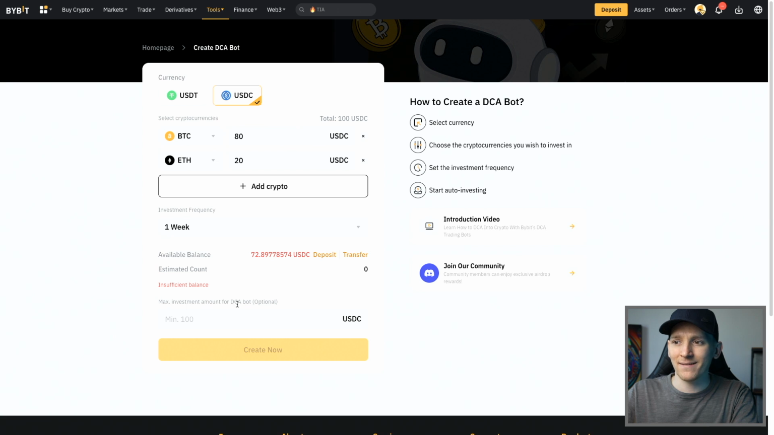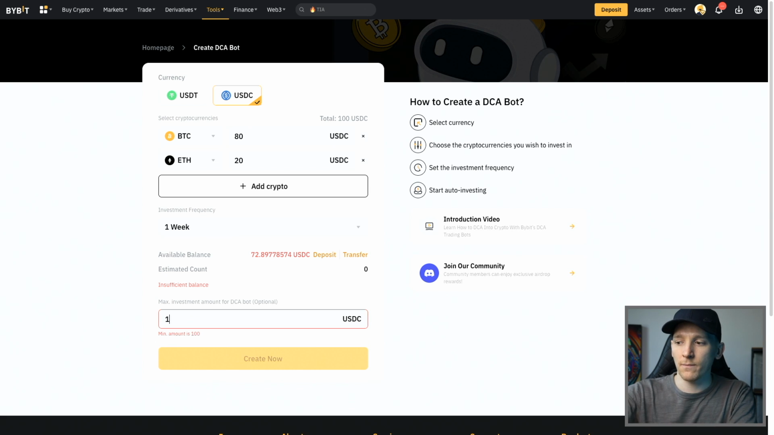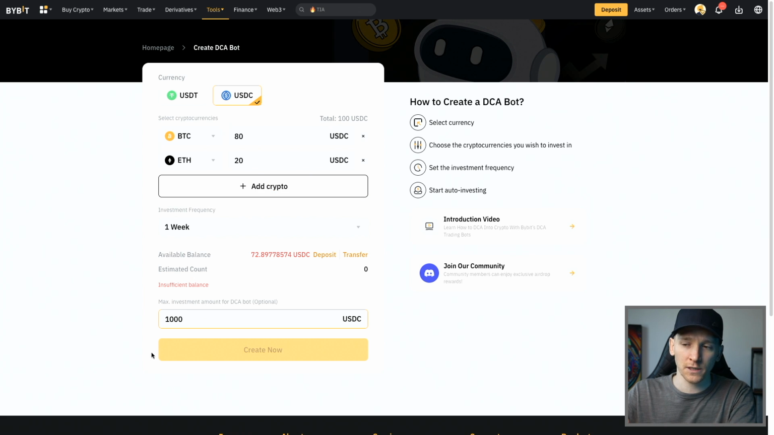And then you can say max investment amount. So what we can do here is say, look, I want to do this for a certain amount of time, but I don't want to go past a certain amount. So maybe $1,000, right? So we're going to be dollar cost averaging 10 times once a week for 10 weeks, essentially. And then at this 1,000 mark, the bot will stop working. So you don't have to go in and cancel it, and it's not going to keep buying over that time.